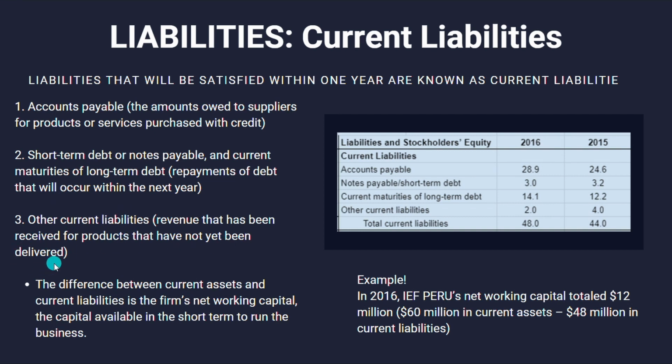The difference between current assets and current liabilities is the firm's net working capital, the capital available in the short term to run the business. For example, in 2016, Peru's net working capital totaled $12 million, $60 million in current assets and $48 million in current liabilities. Firms with low or negative net working capital may face a shortage of funds unless they generate sufficient cash from their ongoing activities.